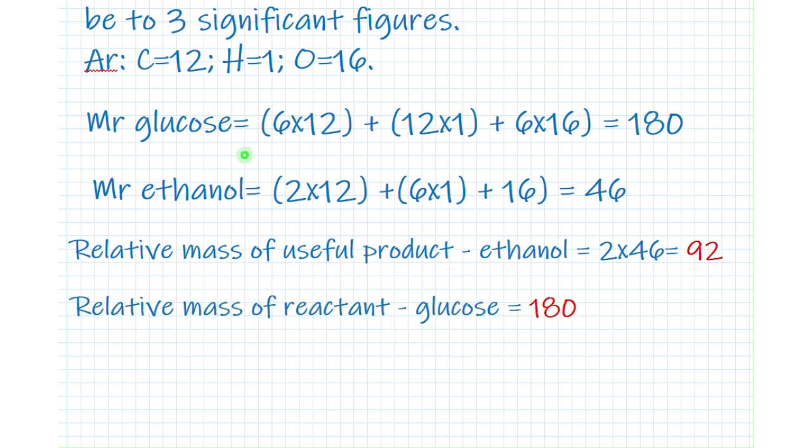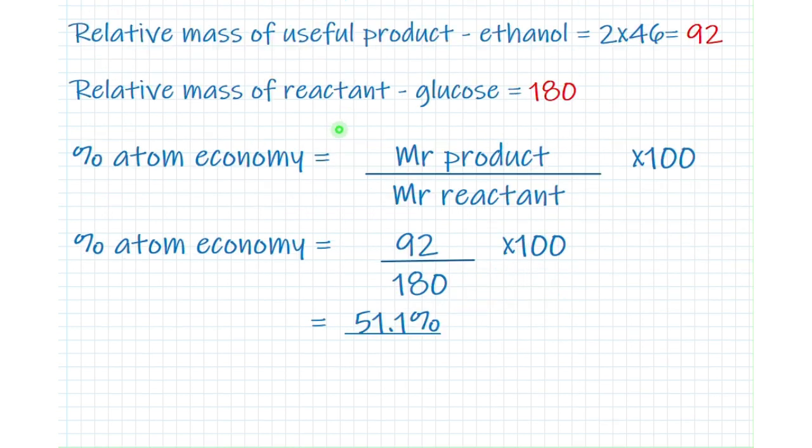So atom economy, MR of product over MR of reactant times 100. 92 divided by 180 times 100, 51.1% to 3 sig figs.